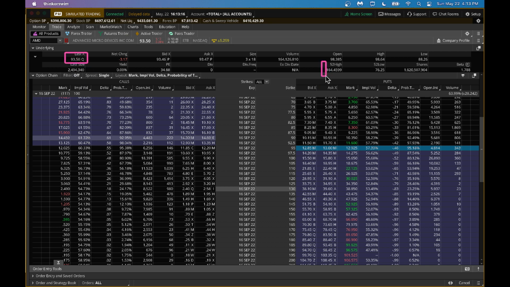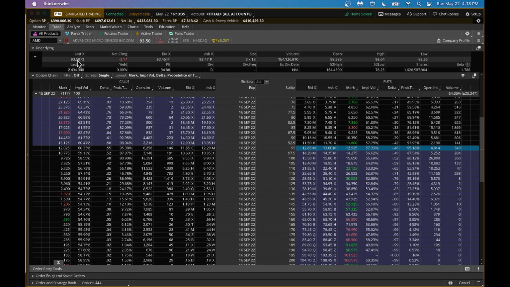All-time high is 164 in 52 weeks. All-time low is 76, as you can see here. So what we could do here, if you're mildly aggressive, or even moderately aggressive, or even conservative for that matter, you could buy a call spread.